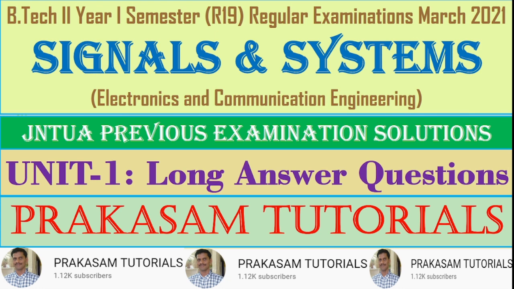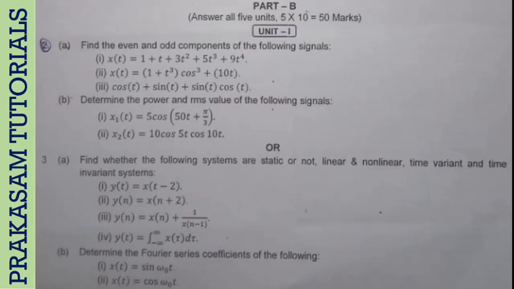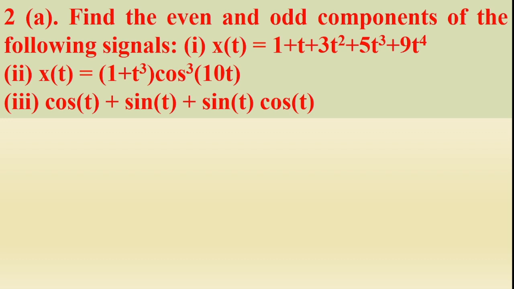In this video, I am going to discuss the Signals and Systems subject, Unit 1, March 2021 questions. Question number 2a: find the even and odd components of the following signals.